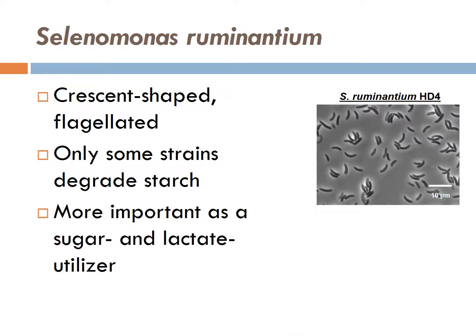Selenomonas ruminantium is a crescent-shaped flagellated bacterium. This is one of my favorite just because of its appearance. They look like little moons. Only some strains degrade starch. It is more important as a sugar and a lactate utilizer, as we'll discuss later.